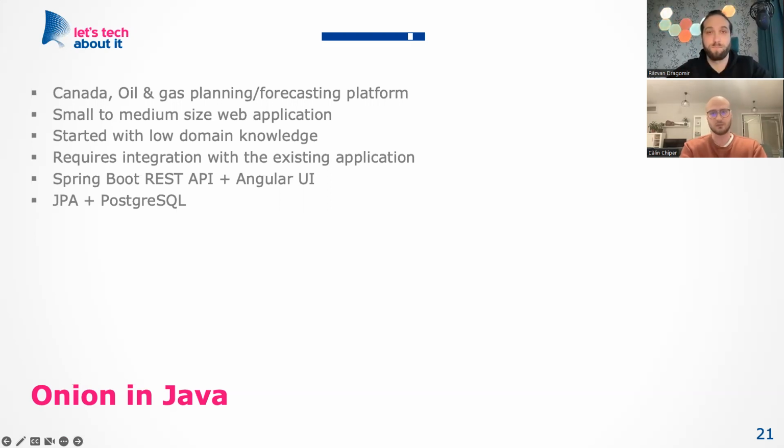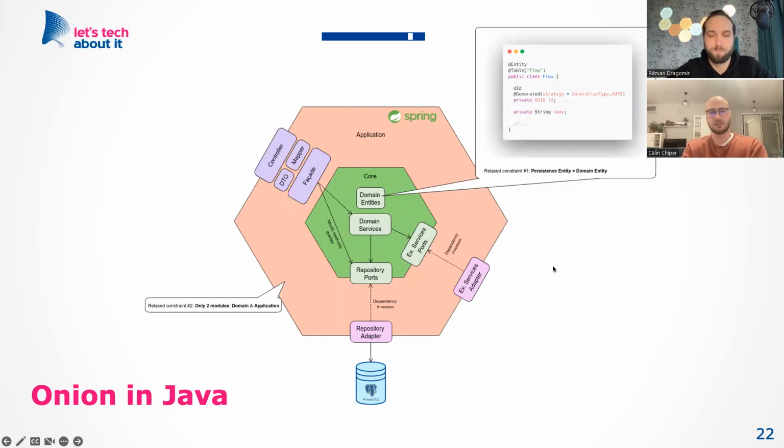So if you're going to the next slide. This is a high-level architecture of our application. As you can see in the middle of the architecture, you see the core package or the domain package, which will contain domain entities.